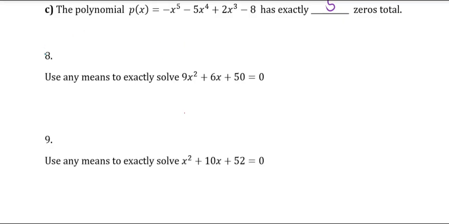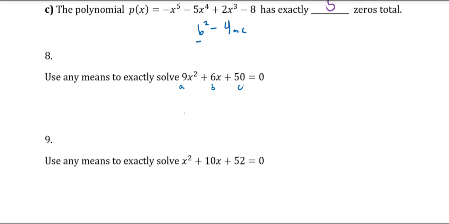The following problem 8 says, use any means necessary to solve 9x squared plus 6x plus 50 is equal to 0. Well, it's a quadratic, right? So we could use the quadratic equation. We might try to factor, but let's consider sort of a combination approach, right? If I have a, b, and c here, I could pretty quickly figure out what is b squared minus 4ac.